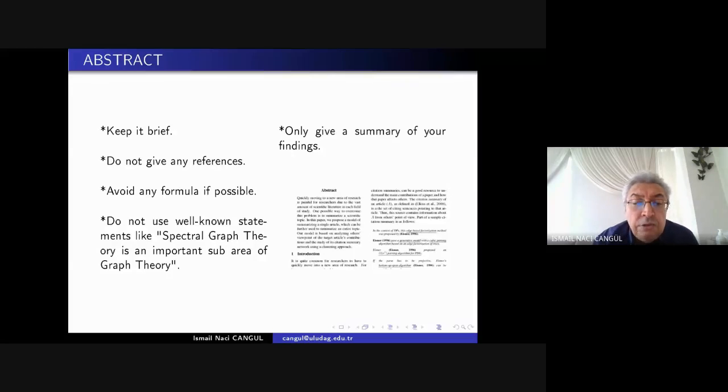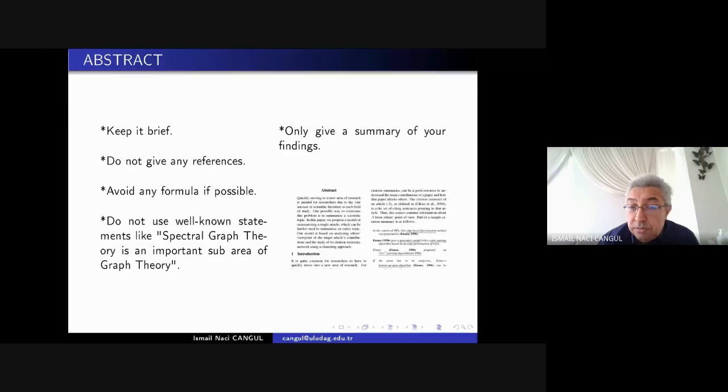Do not use well-known statements like, this is just an example, spectral graph theory is an important sub-area of graph theory. This is well-known. All the areas are important, according to those who are working in this area. So this is not an objective statement, this is a subjective statement. This is subject to your ideas. It's not a general statement. It may be problematic and it's well known. Every topic is well known. Everything is important. Do not say that my topic is important.